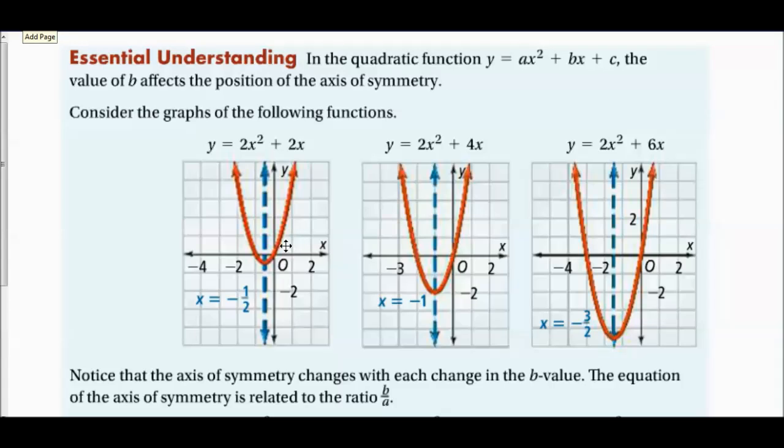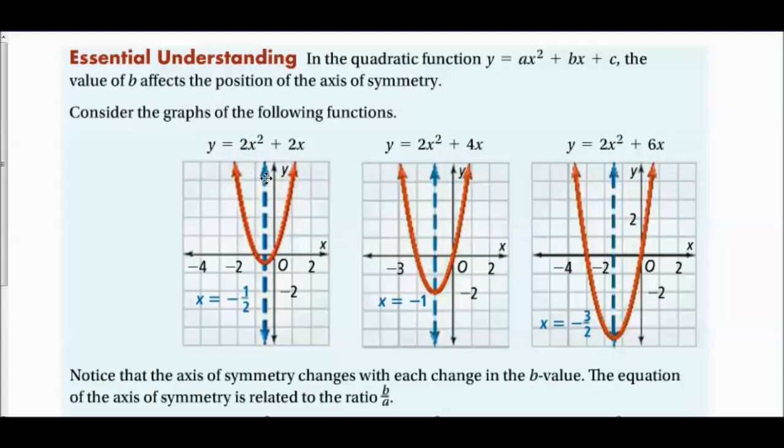A lot of information on this slide, so let's take our time here. In the quadratic function of y equals ax squared plus bx plus c, that's that standard form, the value of the b term affects the position of the axis of symmetry. Now let's think about those parabolas that we saw in the previous lesson. They did not have a bx term. Its axis of symmetry was the y-axis. So keep that in mind as we start to see how you find the number value of the axis of symmetry.